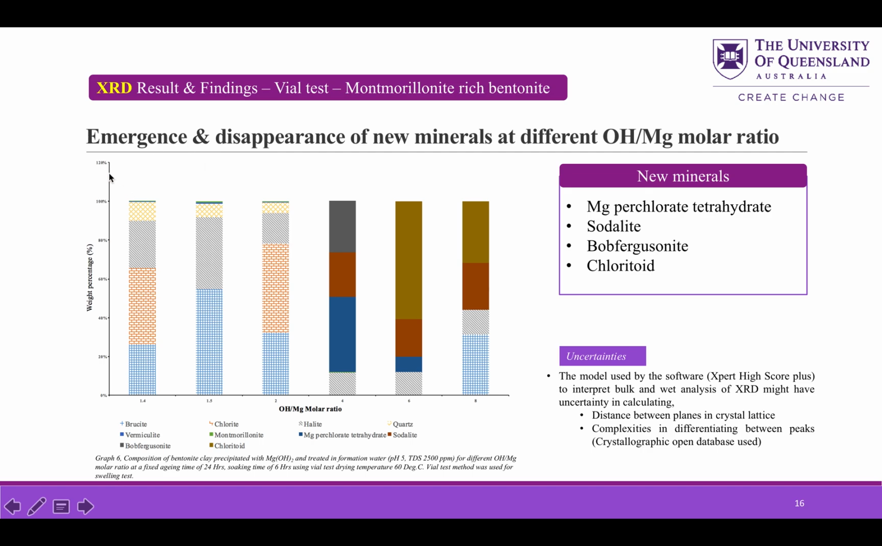And in the XRD results for different OH by Mg molar ratios, at 1.4 we did identify the composition as similar to a chloride, and as the molar ratio increases, we could see evolutions of new minerals, and beyond 8 we could see the composition coming back in shape with the OH by Mg 1.4 molar ratio.